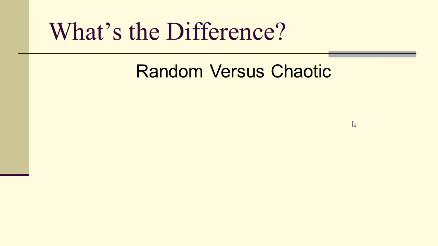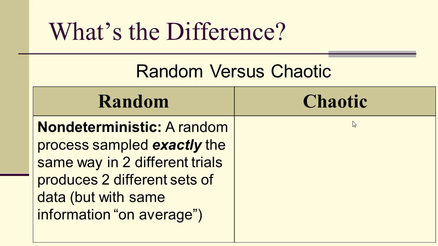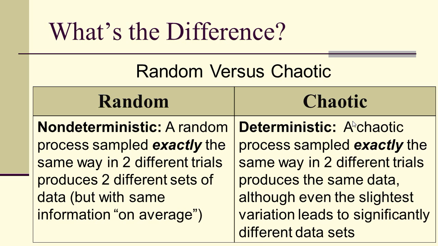So what's the difference? Let's look at random versus chaotic. Random is non-deterministic, which means if you take a random process sampled exactly the same way in two different trials, you get two different sets of data, but you get the same averages. With a deterministic, chaotic process sampled exactly the same way in two different trials, you get the same data. Even the smallest variation can lead to significantly different results, but if it's exactly the same, it's the exact same result every time.